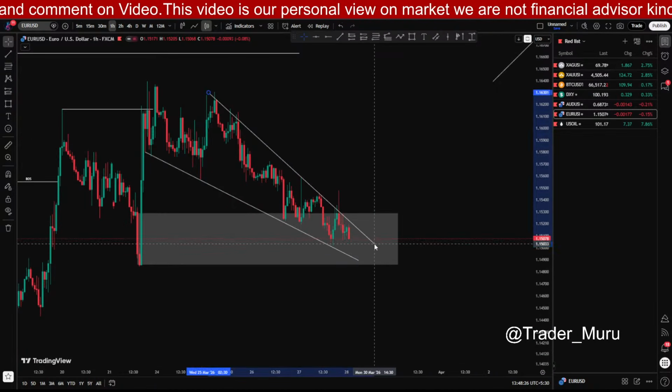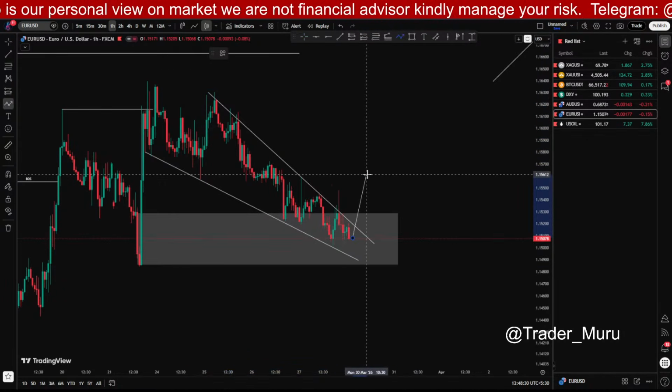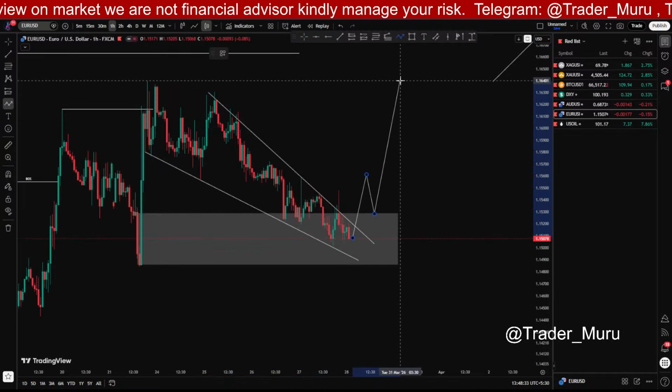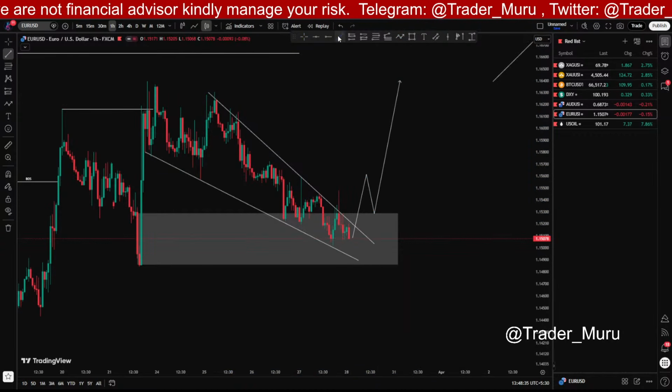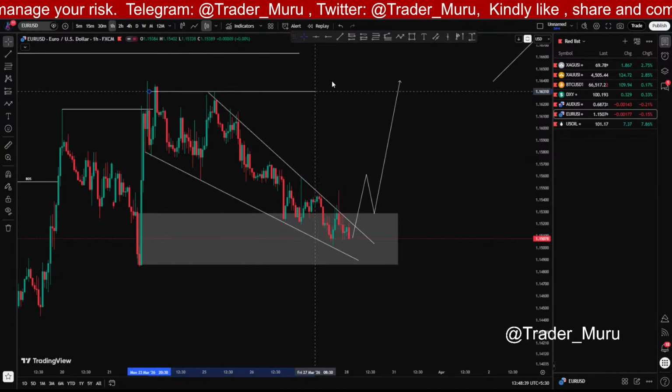Euro needs to break above this wedge, and on the retest you can buy for this target.